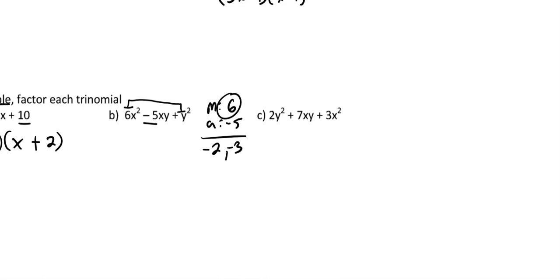We'll rewrite this as 6x squared. And instead of a 5xy, this middle term, we're going to rewrite this as -2xy, and then minus 3xy, and then plus y squared.